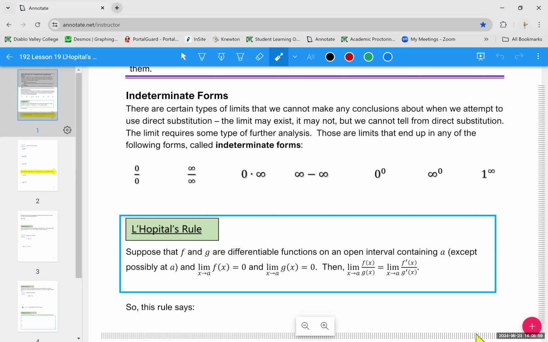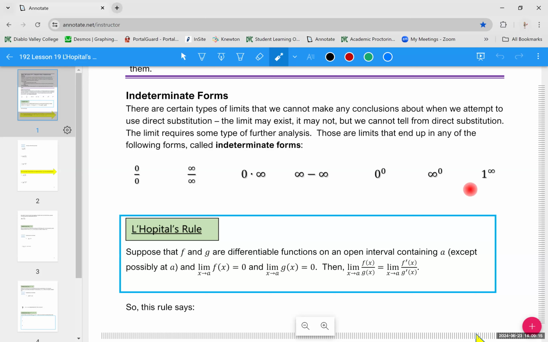And then I think we've talked about infinity minus infinity in the notes somewhere before. Infinity plus infinity is just infinity. But if you're subtracting two things that both go to infinity, how do you know which one's going to win? So that's an indeterminate form.